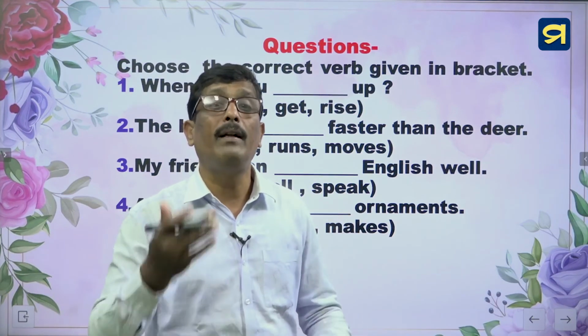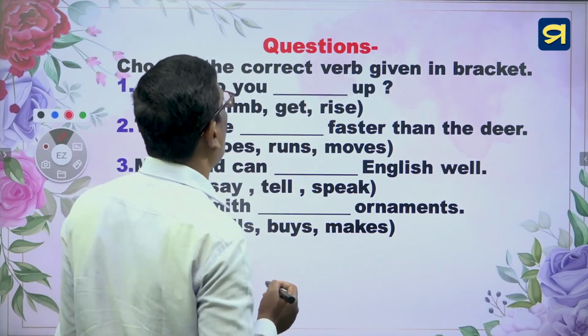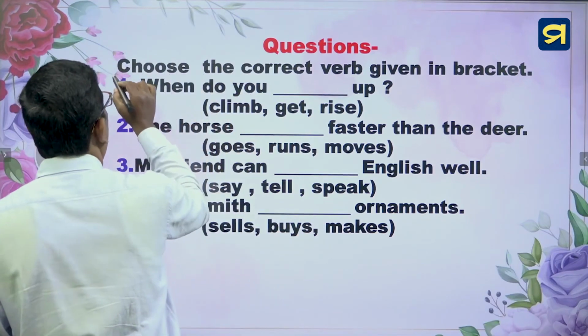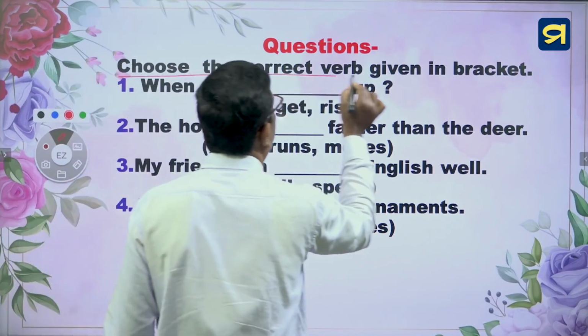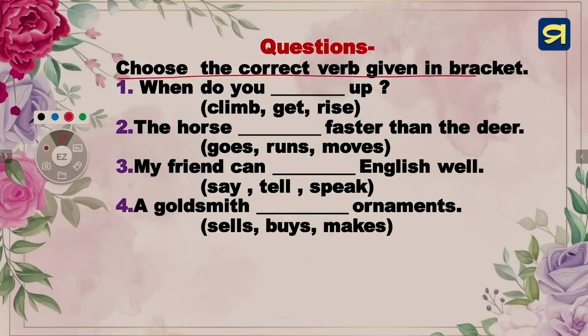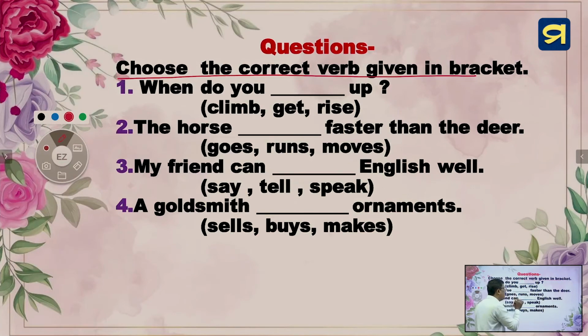Dear students, we have completed verbs and adverbs. Now we are going to have a test right now. Choose the correct verbs given in brackets. Okay? That is the instruction given. When do you get off? Either climb, get or rise. Which verb is used? Very good. Get. So we will write get here.